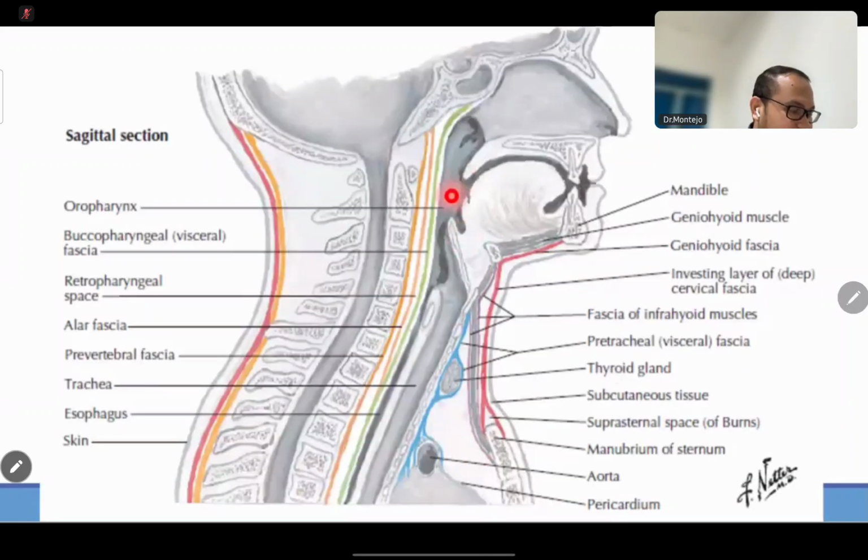So for your alar space, this is your alar fascia. Posterior to it would be your alar space. So this is the alar space. From the skull base, it reaches all the way to the mediastinum.